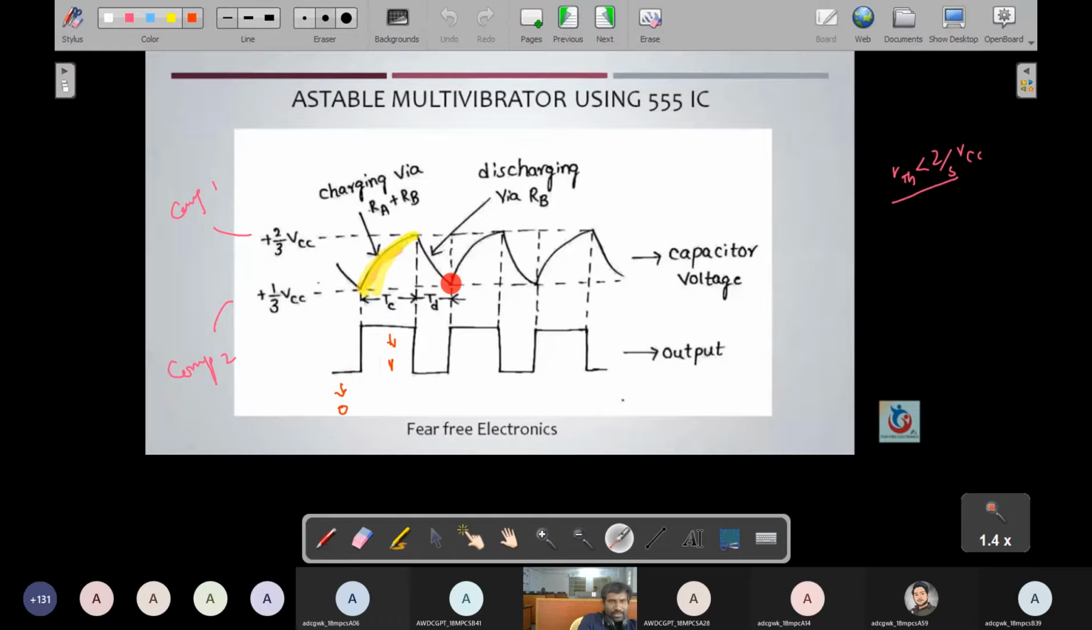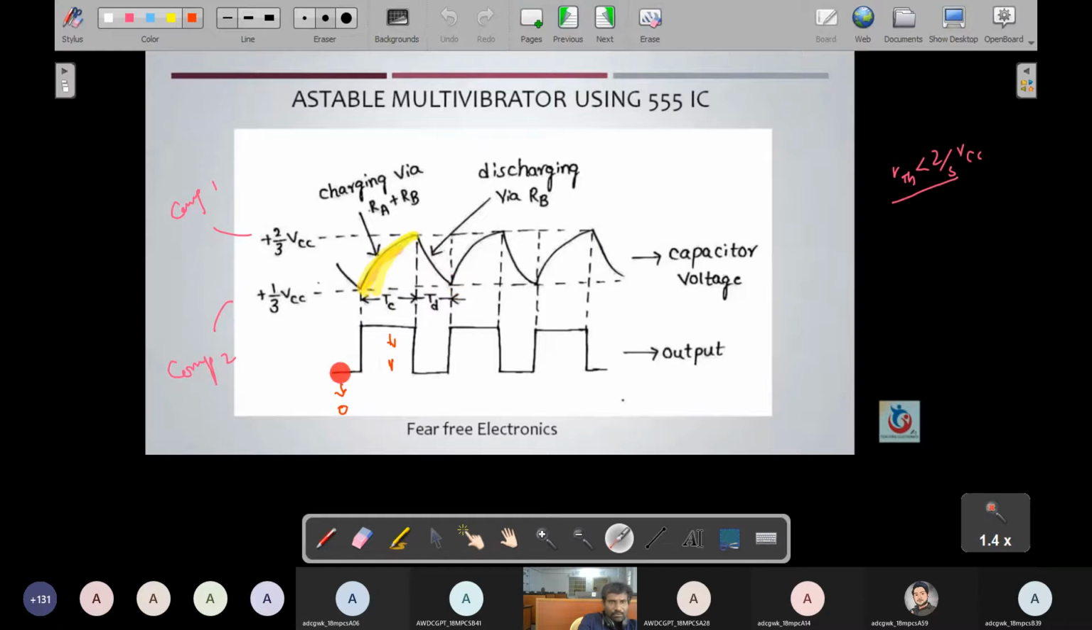Again the capacitor is activated and charging starts, and it will move in this direction. At that time your output is high. Whenever it reaches short circuit, the transistor gets short circuited and it again comes to discharging. So charging and discharging will appear. Charging like that, discharging like that.